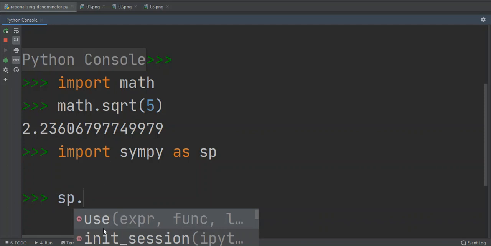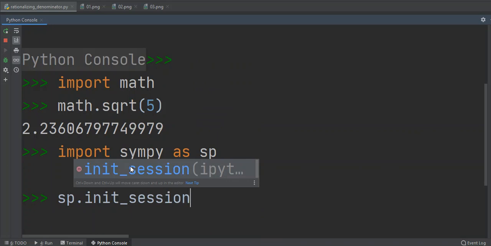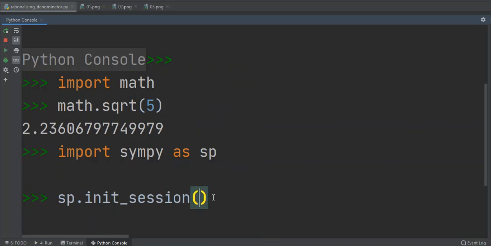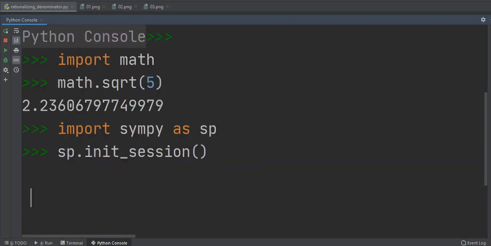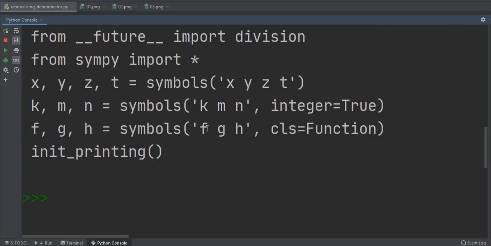It already knows what we're going to type, and it's right: init_session with parentheses because it's a function. And so sp.init_session, and it will initialize your SymPy session. And so if you hit enter, wow, it already did a lot of stuff. Okay, so what did it do?